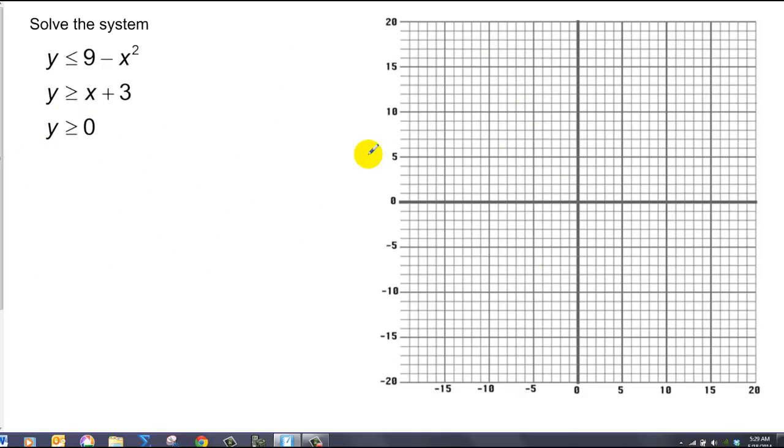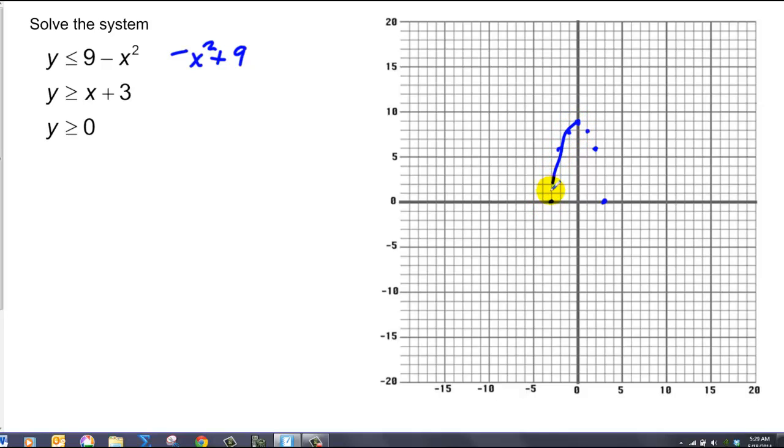So now we go nonlinear. We have a parabola here, and this is really an HK form. I've got negative x squared plus 9, so I know I have a translation of 9 up and then a parabola moving downwards. So I'll go up to 9, go down 1 over 1, down 2 over 4, 3, 9, and I get a parabola.